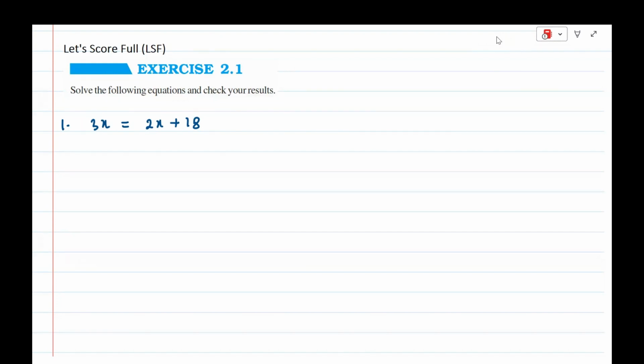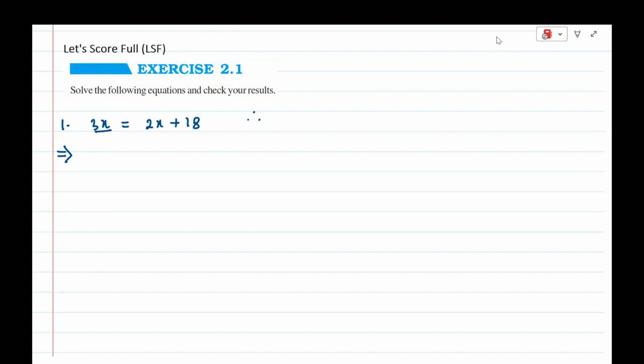Let's solve a few of the questions from exercise 2.1. The question says, solve the following equations and check your result. So how to do that? Here, the first question is 3x is equal to 2x plus 18. When there is an equal sign, I cannot put equal here. Here we have two options: either put this sign, which is known as "this implies", or you put three dots, two at the bottom and one at the top. This is known as "therefore". So any one sign you can use.